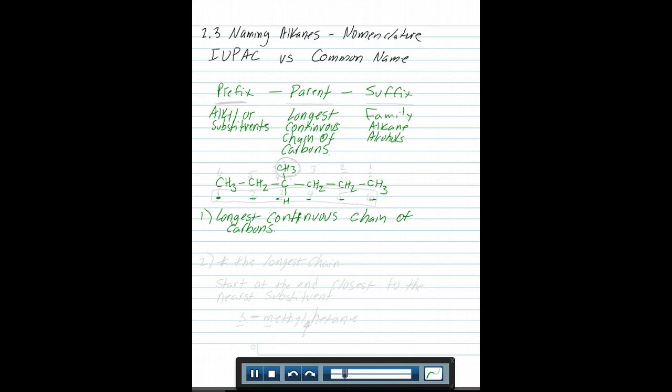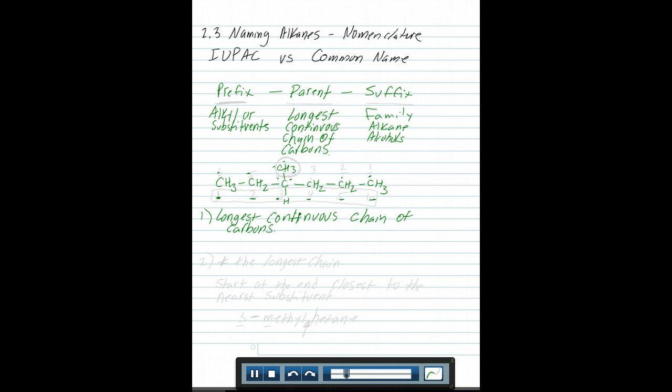However, another way of counting this would be 1, 2, 3, 4. That is a continuous chain. Notice you have a carbon hooked to a carbon, hooked to a carbon, hooked to a carbon. It doesn't have to be in a straight line. That's very important that you understand that. And then a third possibility would be 1, 2, 3, 4, 5. So technically I have 3 continuous chains of carbons. I've got a 4 carbon continuous chain, a 5 carbon continuous chain, or the 6 carbon continuous chain.